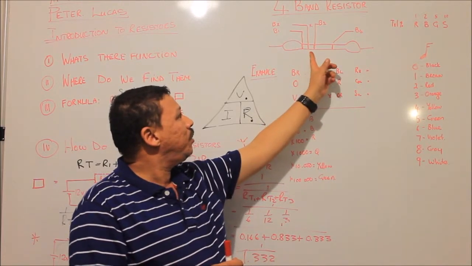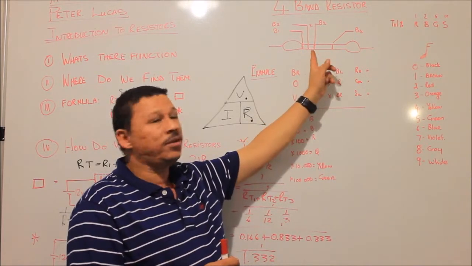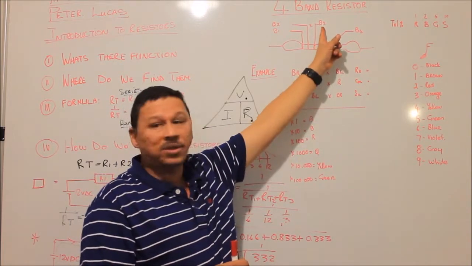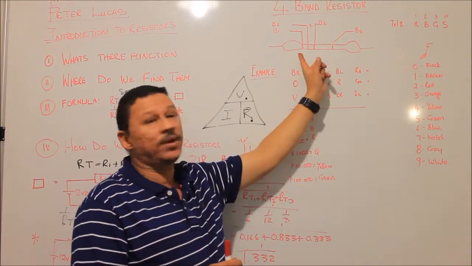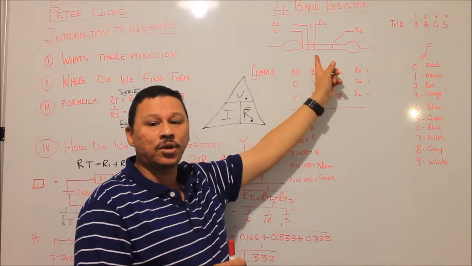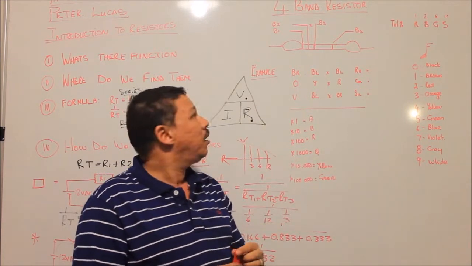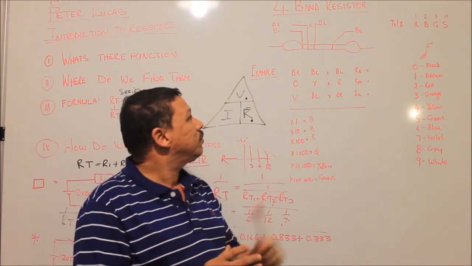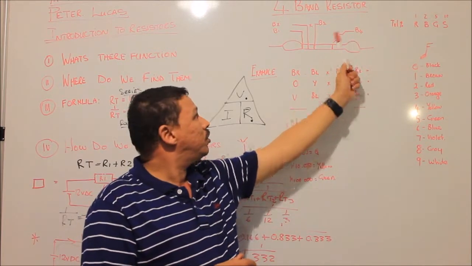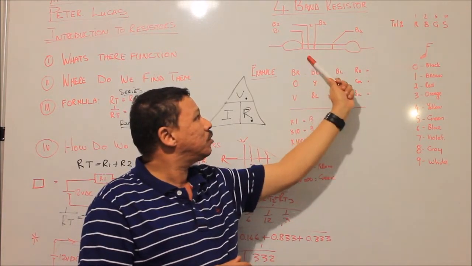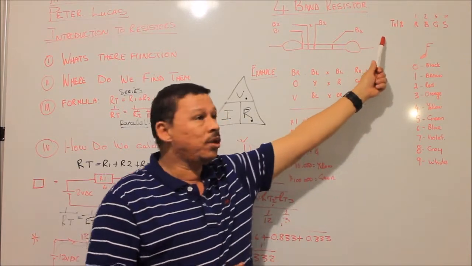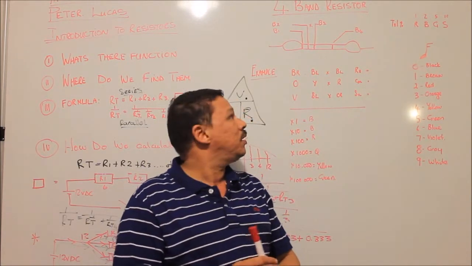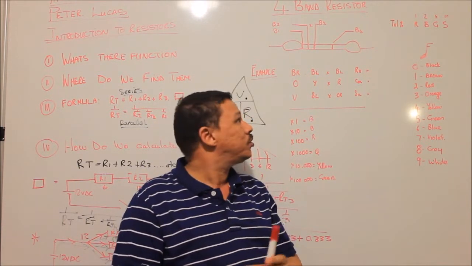First band and second band get added together, and the third band gets multiplied. The fourth band, which is the furthest away from the other three that are all together, is called the tolerance band, and that is expressed in a percentage.